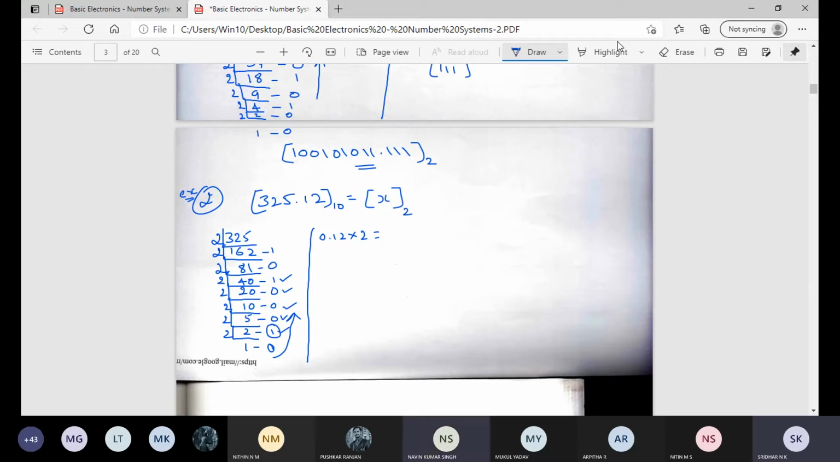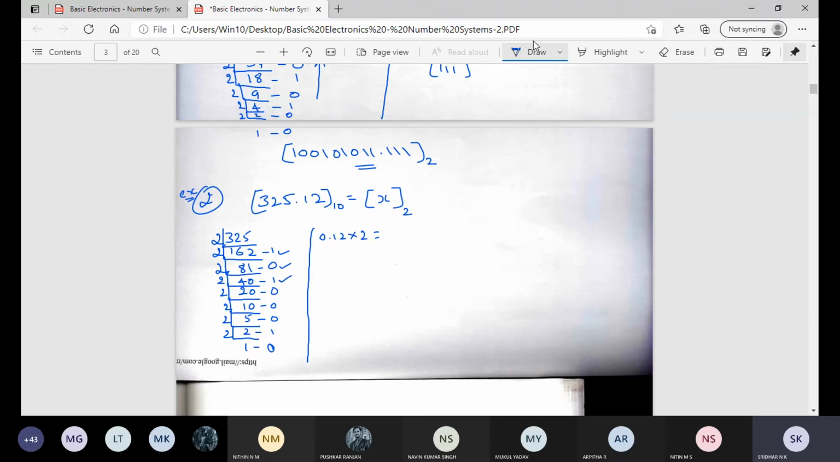Follow me. Yes, sir. 325 divided by 2, how much quotient comes? 162. Yes, sir. And the remainder is 1. Do you think that this is correct? Yes, sir. Right. So this is correct for you. And 162 divided by 2, the quotient is 81 and the remainder is 0. Is it correct to you? Yes, sir. Right. Then 81 divided by 2 is 40, the quotient, and the remainder is 1. Is it correct? Yes, sir.